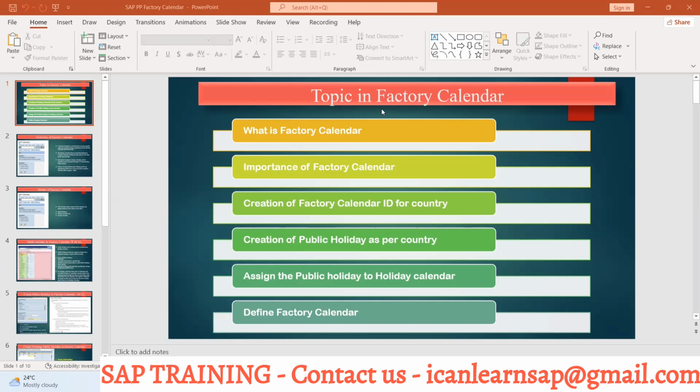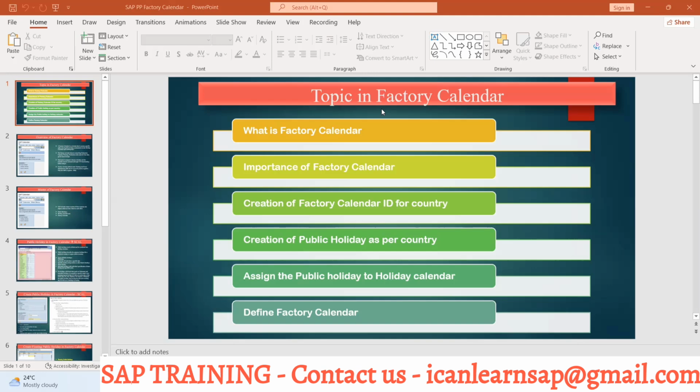But what is the meaning of factory calendar? If you remember, everybody in your company, at the end of December or before the start of January, two or three days before or once January starts, gets one calendar from the HR department, where they talk about the different days in this year on which the company is going to have holidays. Why is it like that?